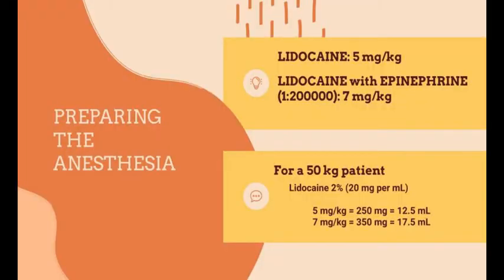In preparing the anesthesia, lidocaine is given as 5 mg per kilogram, while lidocaine with epinephrine is given as 7 mg per kilogram. Shown is a sample computation for a 50 kg patient.